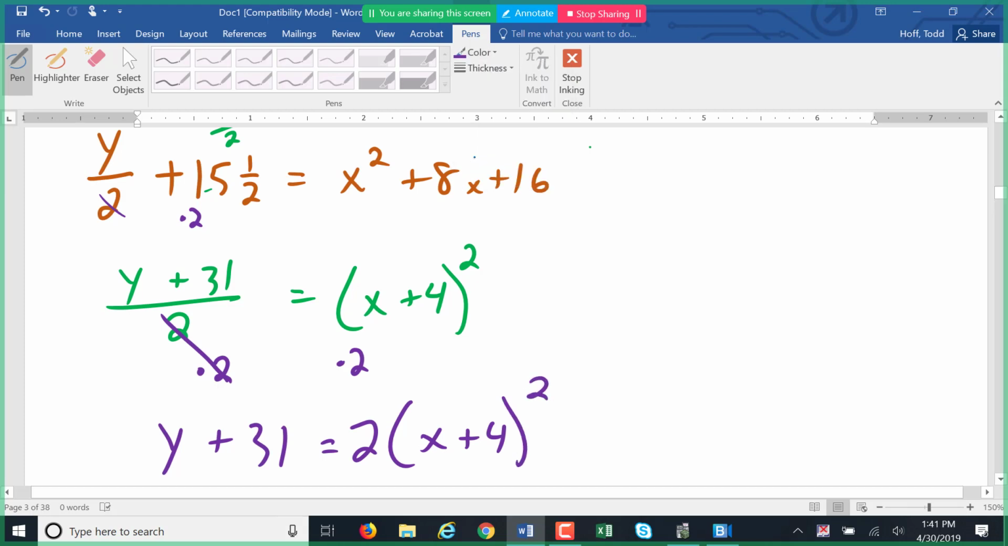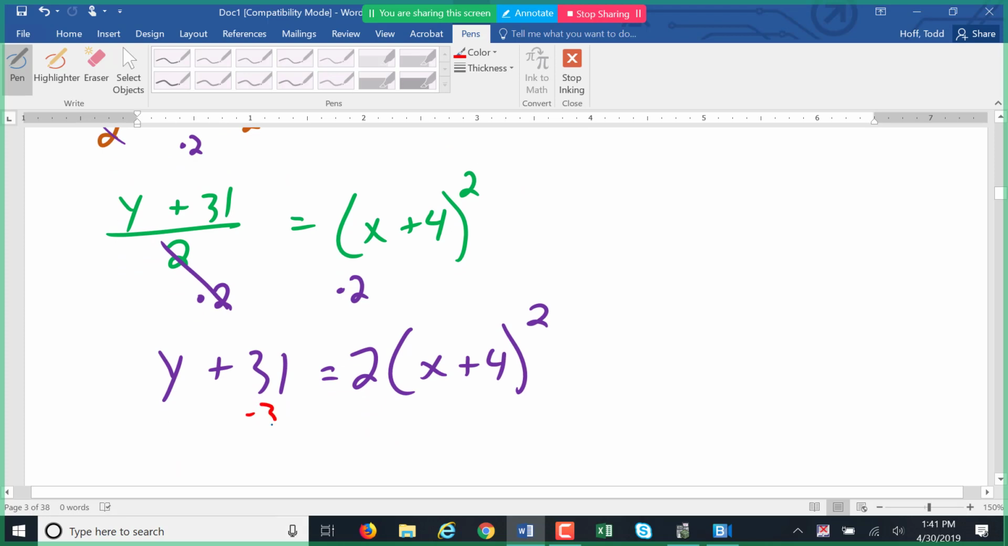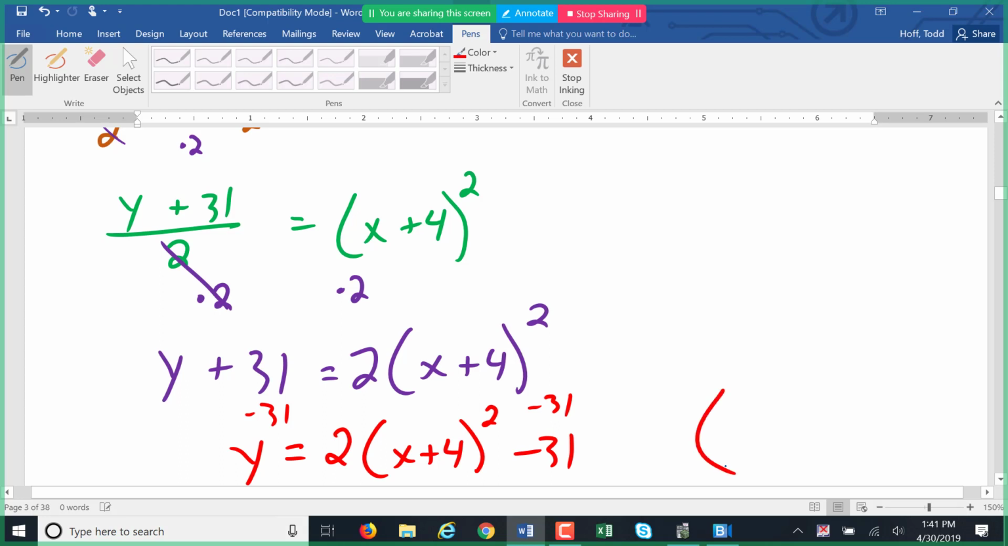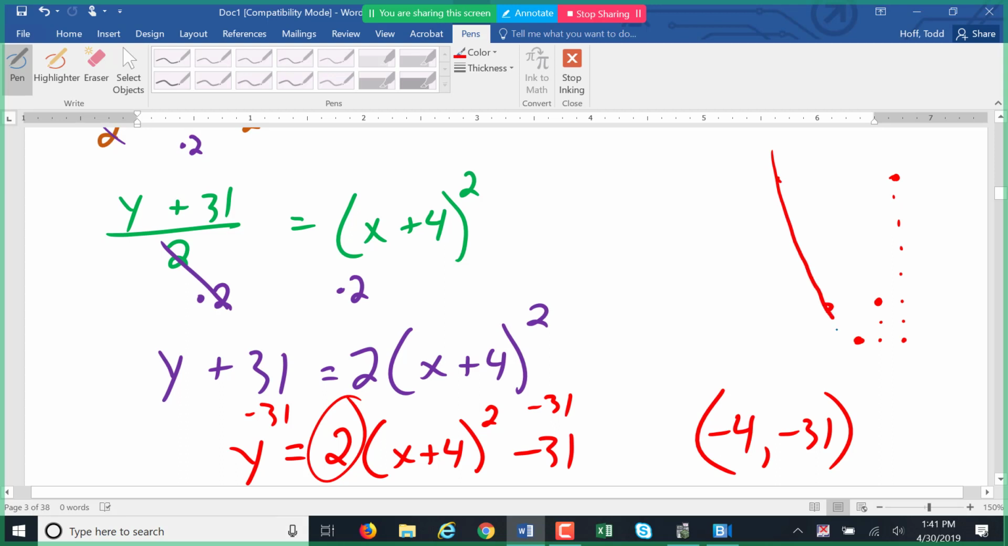And then, of course, we have to subtract 31. So y equals 2 times x plus 4 squared minus 31. Our vertex is at what? -4, -31. Perfect. -4, -31. And from that vertex, because it's a 2 here, we go over 1, up 2. Over 2, 2 squared is 4, so times 2 is up 8 to get that parabola.